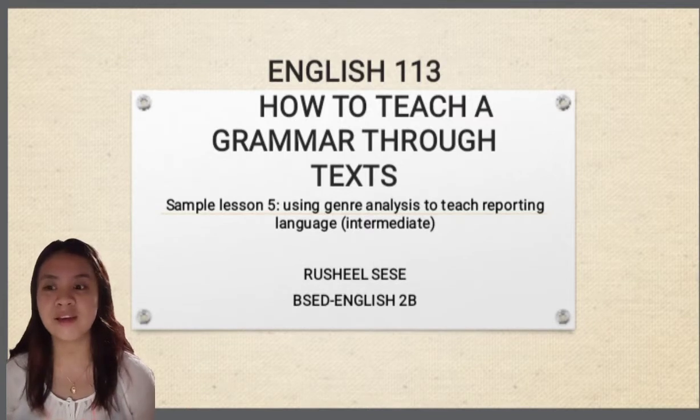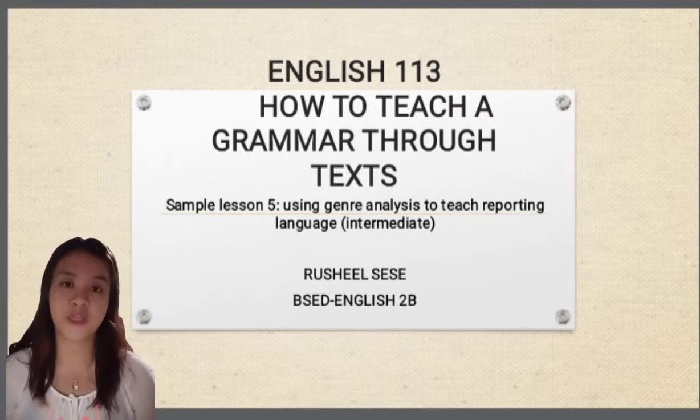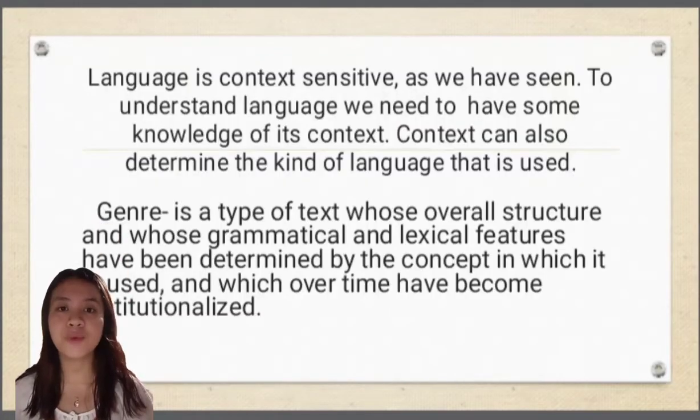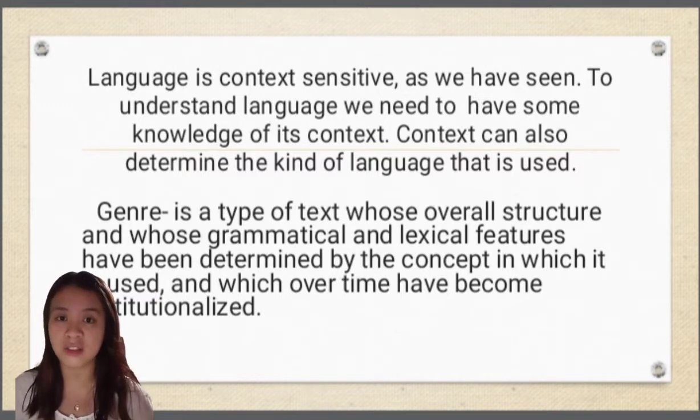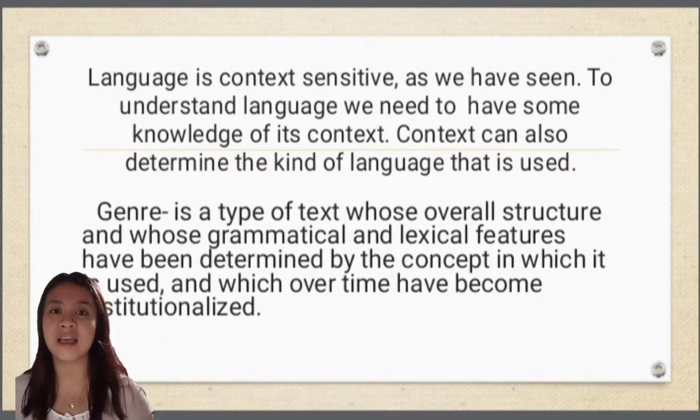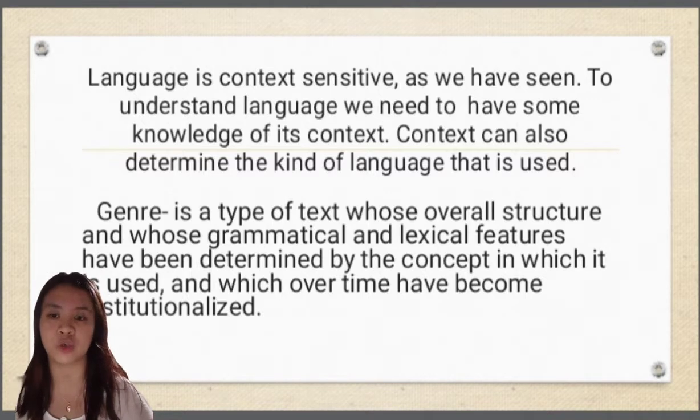So, this topic is all about how to teach grammar through text. As we have seen, language is a sensitive context, and in order to understand the language, we need to have some knowledge of its context. When we say context, it can also determine the kind of language that is used. For example, a request for a loan will be worded differently if it is made to a friend rather than to a bank manager.